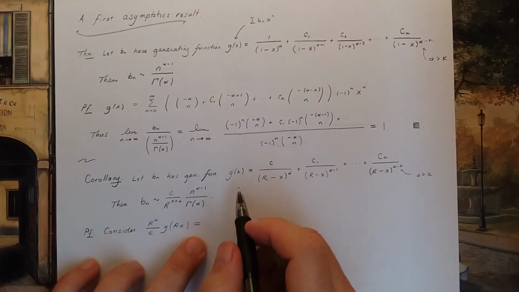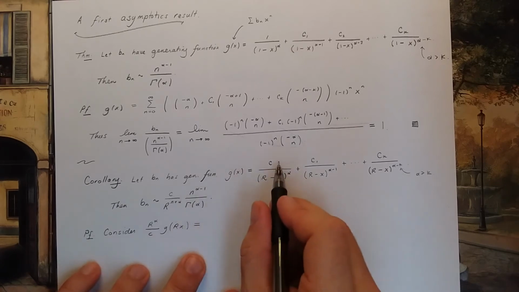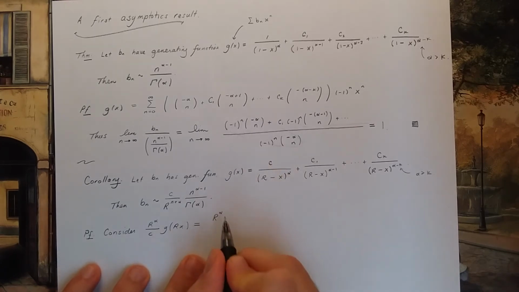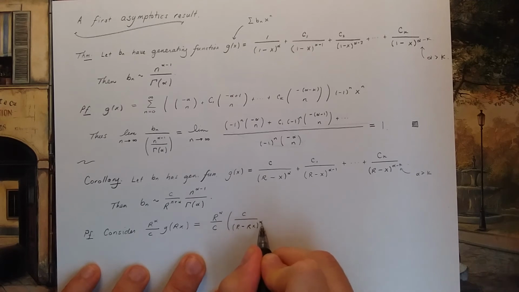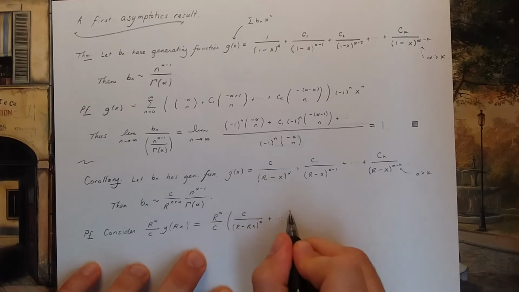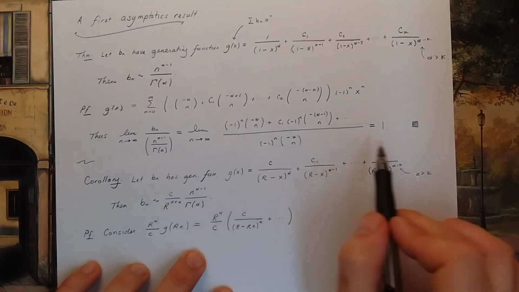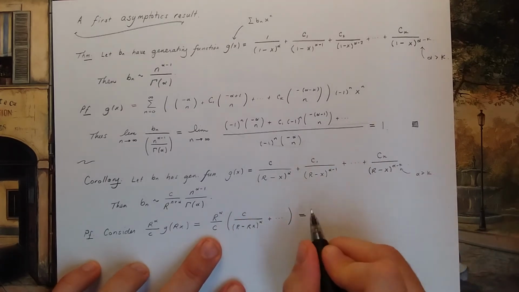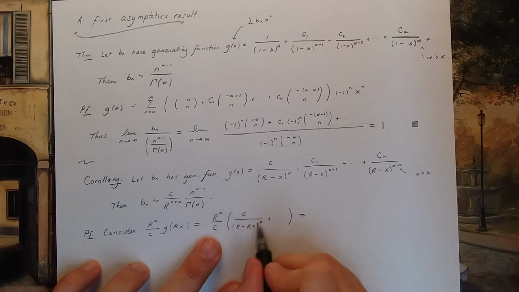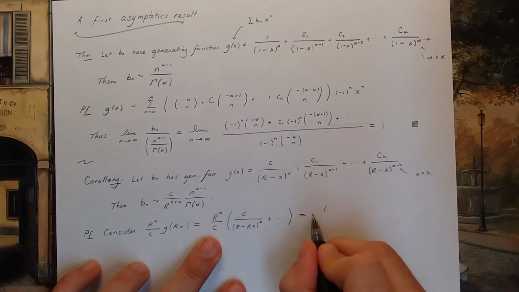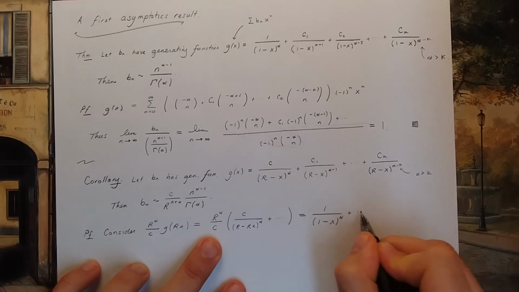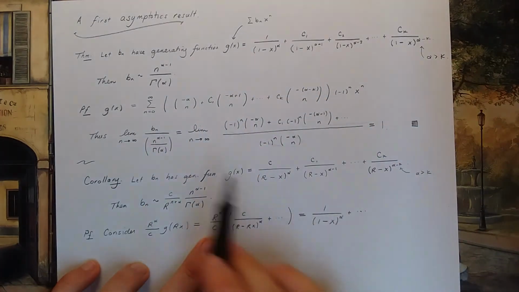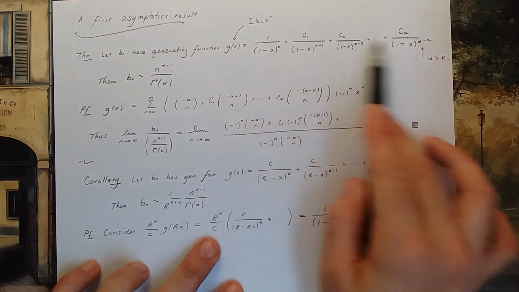If you do that, I believe you will get r to the alpha over c times c, and then in this bottom here I get (r minus rx) to the alpha. I'm not going to write all the terms down, but you get similar terms that look like this. Then when you simplify a tad, you can cancel this r to the alpha with the r to the alpha on the bottom, and you get 1 over (1 minus x) to the alpha power plus these smaller terms, in the same way that we have in the theorem up here.